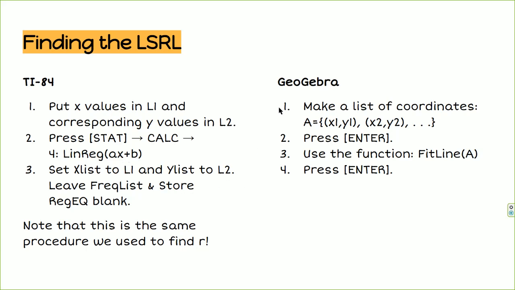For GeoGebra, the first two steps are the same. Put your points in a list, press enter. But instead of calling correlation coefficient, you're going to call the function FitLine. Very creatively named because we're making a line of best fit. So FitLine and then the name of your list.